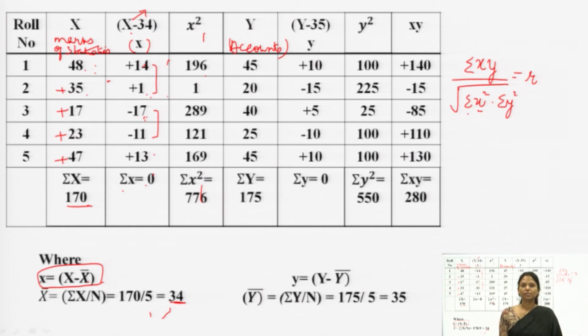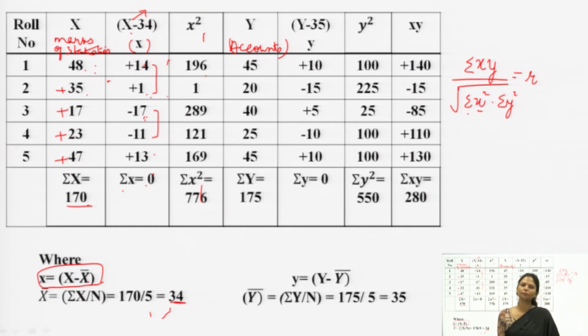Now, what next are we supposed to find out? We are supposed to find out small y. What is the value for small y? Small y is nothing but y minus y bar. From where will we get y bar? It is summation of y, which was given to us, divided by n. These values were already given to us. Summation means we are supposed to add all the values and we will get the sum of all the values at the end, which is given as 175. So, this gives me summation of y.